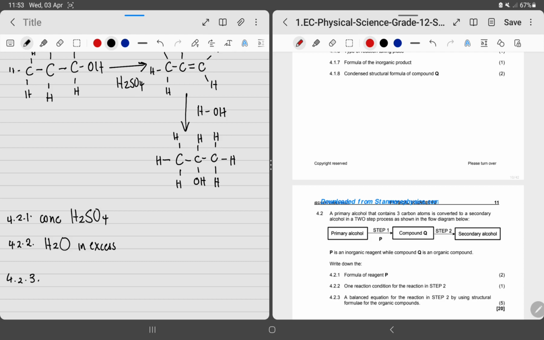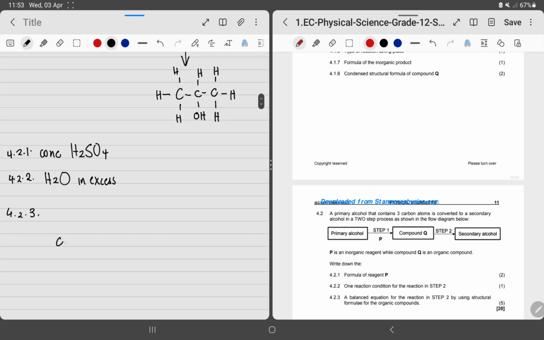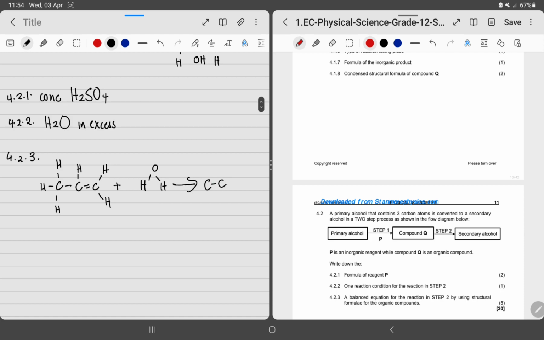4.2.3. A balanced equation for the reaction in step 2 by using structural formula for the organic compounds. Okay. For Q, I know that I have an alkene, and then I need water. Can even write this like that. And then I am producing the corresponding secondary alcohol.